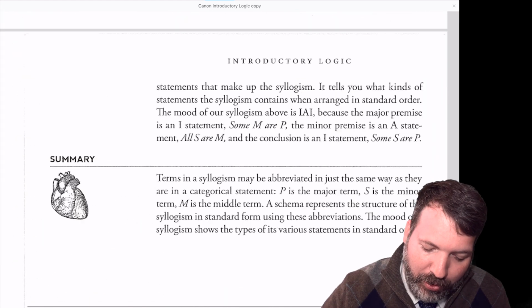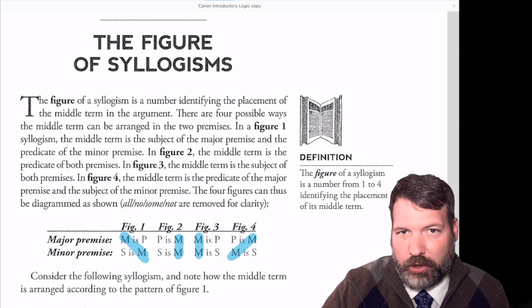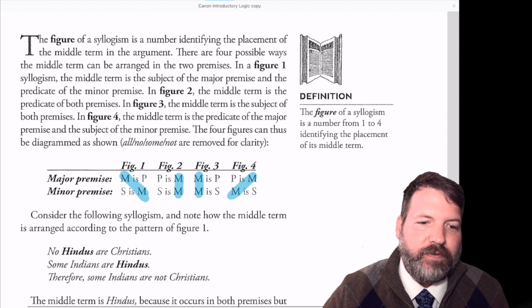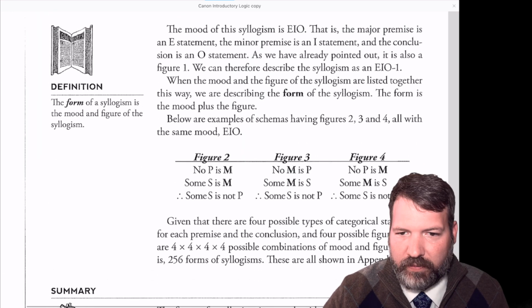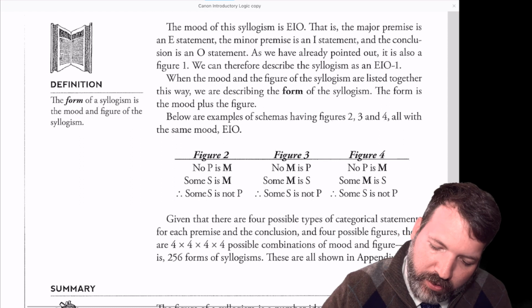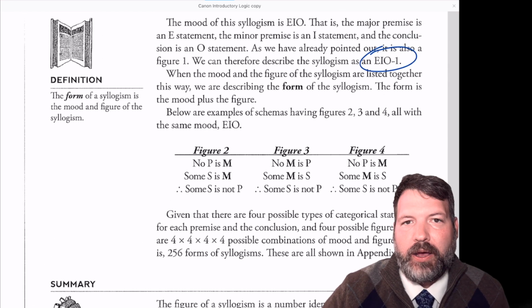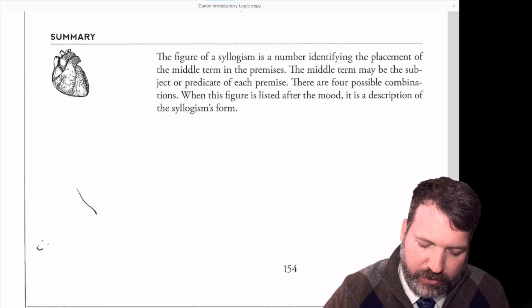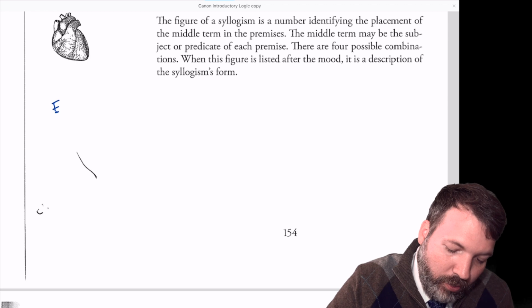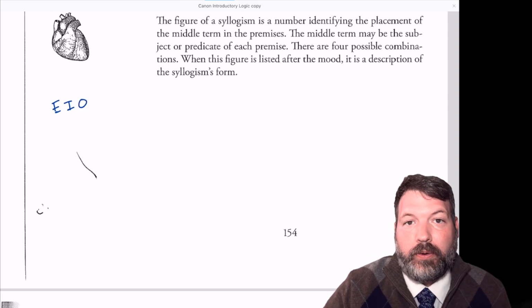But then the other part of that, because that's not everything, is what we call figure. So here's why we need figure. Let's consider something like, do they have an example here? Well, you might see them say, I'm looking now at page 154, EIO1. Ignore the 1 for a second because we don't know what that is yet. But let's say we knew some syllogism we want to build is an EIO syllogism.